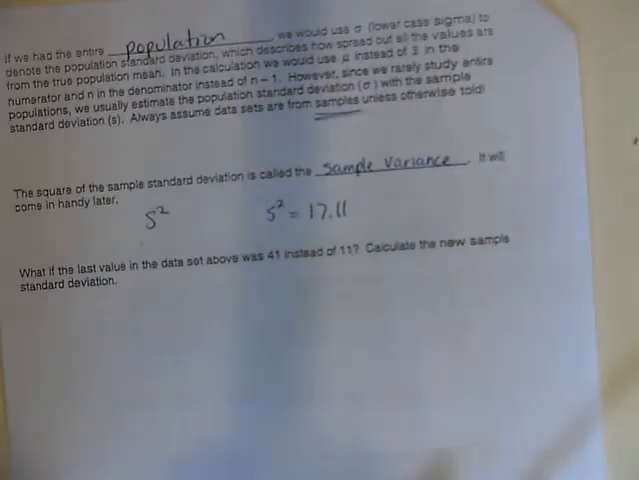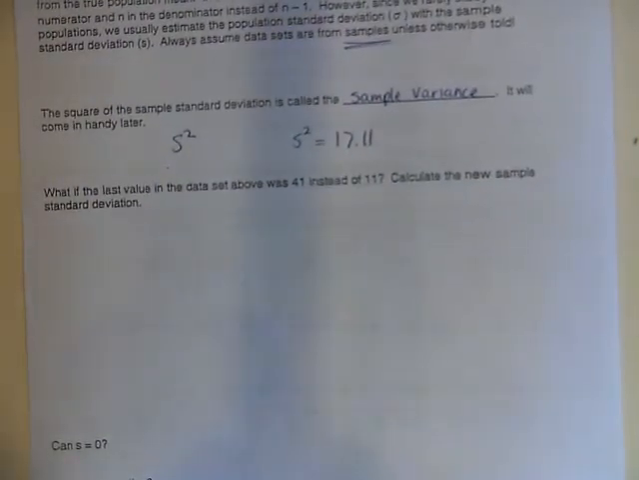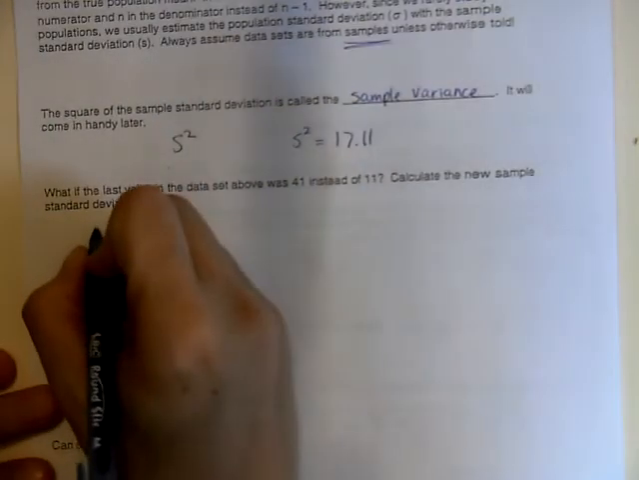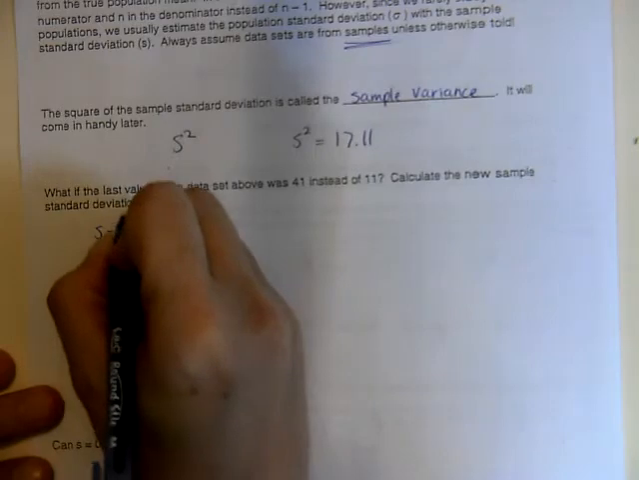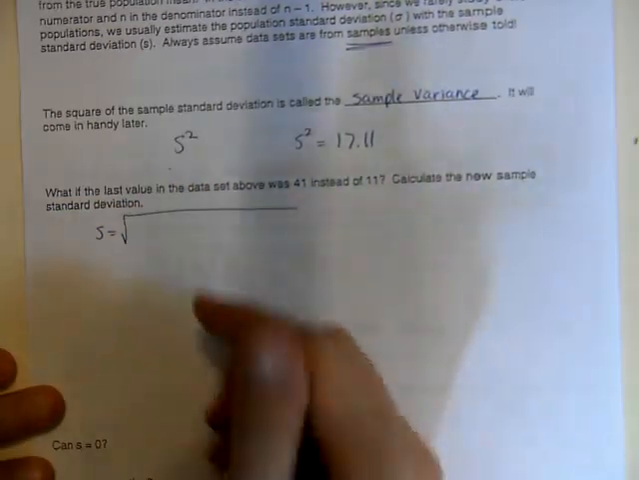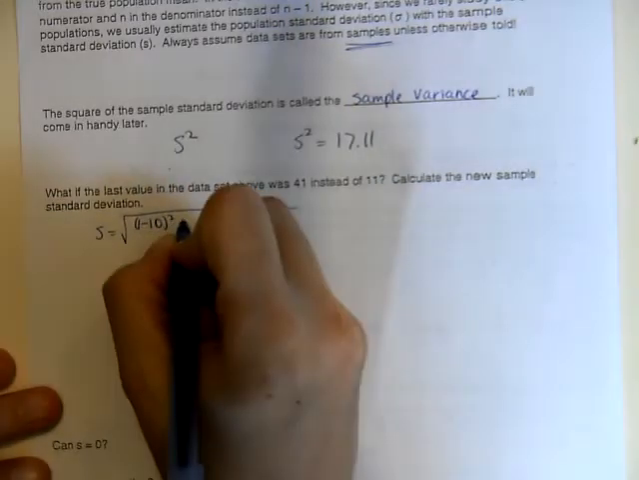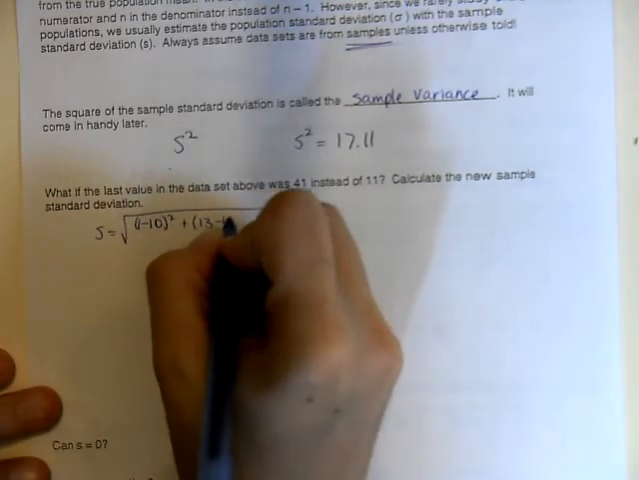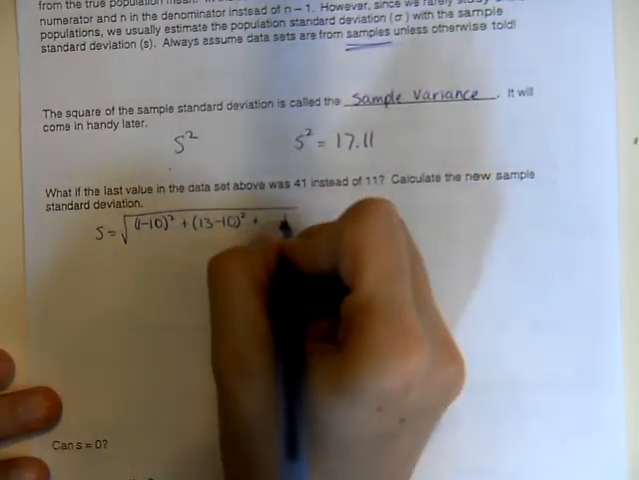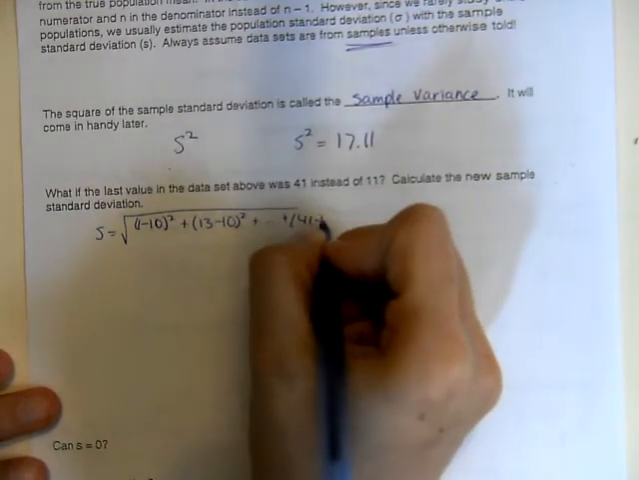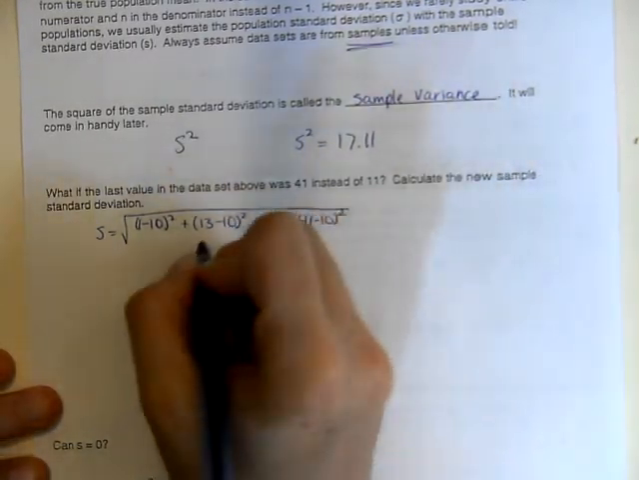Okay, what if the last value in the data set was 41 instead of 11? Can we calculate the new standard deviation? So yeah, we'd have to go through. It would have a new mean. I'll show you, the new mean's 10. So we'd have to do 1 minus 10 squared plus 13 minus 10 squared plus whatever, plus 41 minus 10 squared, all over 10 minus 1.